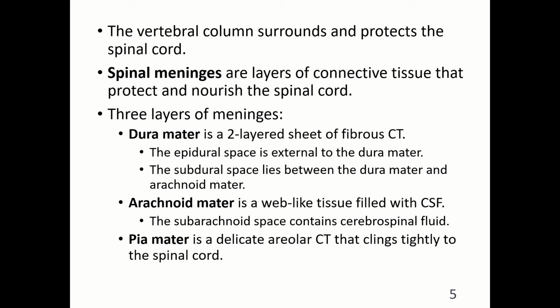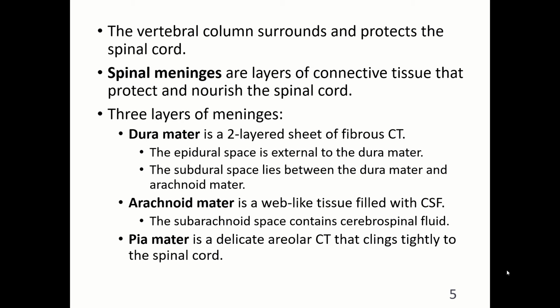The vertebral column surrounds and protects the spinal cord. Spinal meninges are layers of connective tissue that protect and nourish the spinal cord. There are 3 layers of meninges: the dura mater, arachnoid mater, and pia mater. The dura mater is a 2-layered sheet of fibrous connective tissue. The arachnoid mater is a web-like tissue filled with cerebrospinal fluid. The pia mater is a delicate areolar connective tissue that clings tightly to the spinal cord.